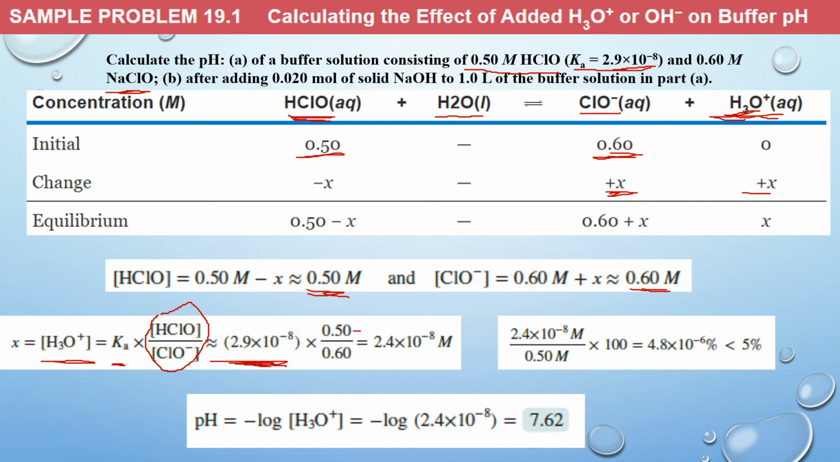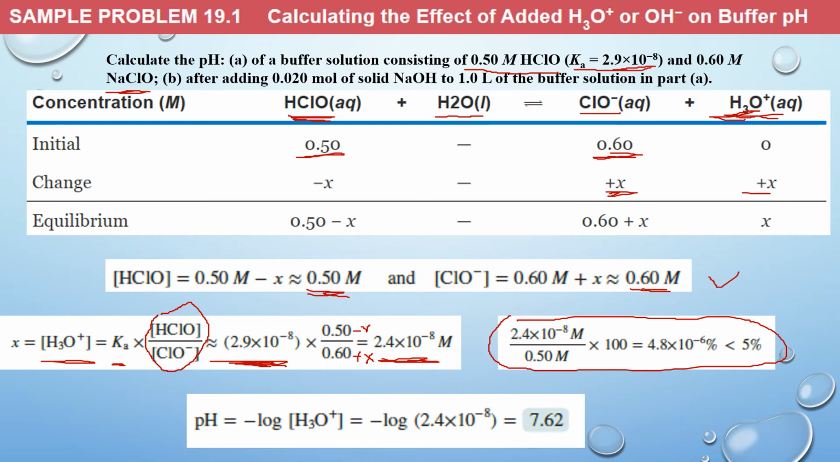But if you want to use 0.5 minus X and 0.6 plus X, that's also fine, but you're gonna find out you're gonna get a very similar result. By doing the calculation, we find the proton concentration is 2.4 times 10 to the negative 8. And you can validate it, right? Justify your assumption, because this percentage is way less than 5%, so the assumption we made is a good one.